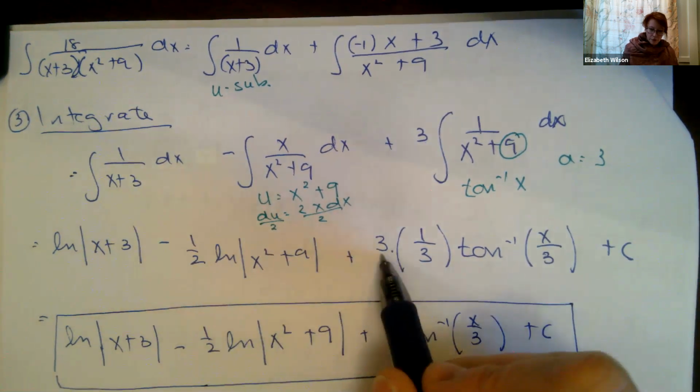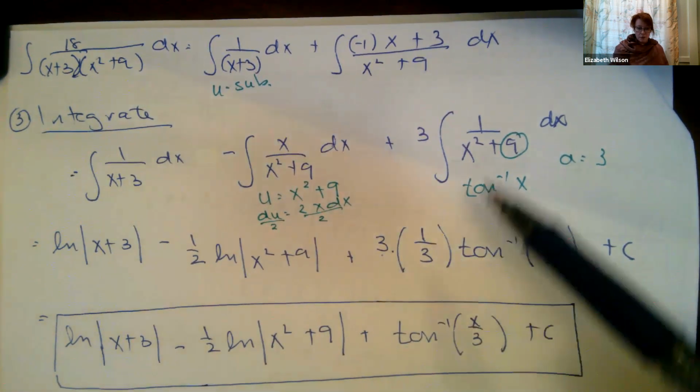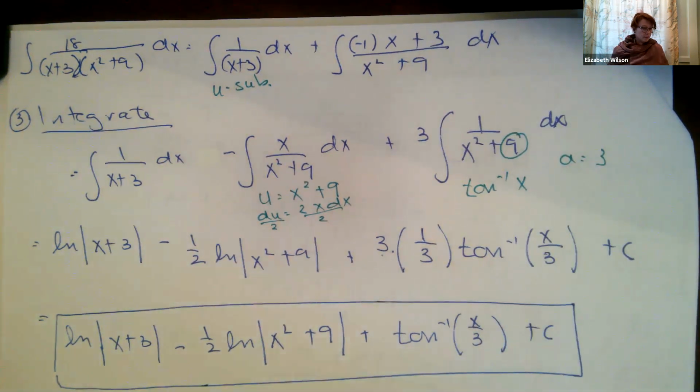And this 3 comes from our original equation. That comes from the c value that we found. It has nothing to do with my inverse tangent. It comes from way back from the beginning.